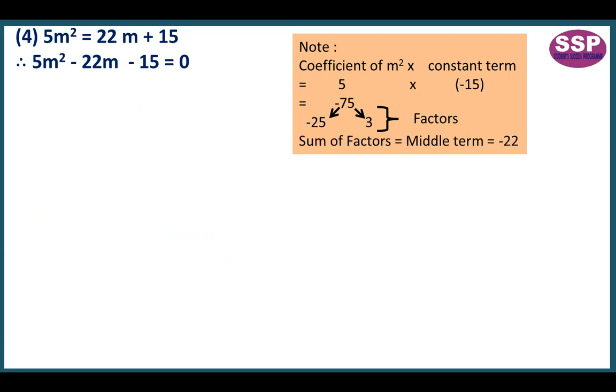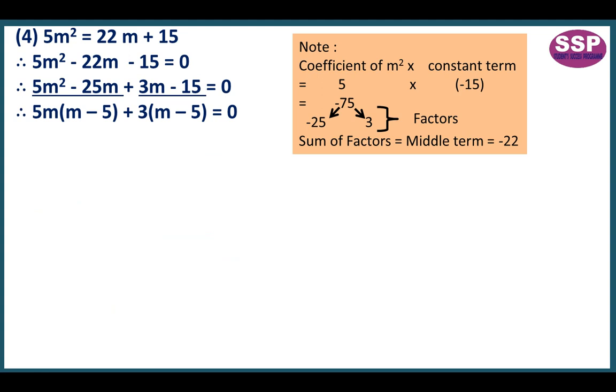Now using these two factors, in the next step we will get 5m² − 25m + 3m − 15 = 0. Taking 5m common from the first two terms, we get 5m(m − 5) plus, taking 3 common from the next two terms, 3(m − 5) = 0. Now taking (m − 5) as common, (m − 5)(5m + 3).